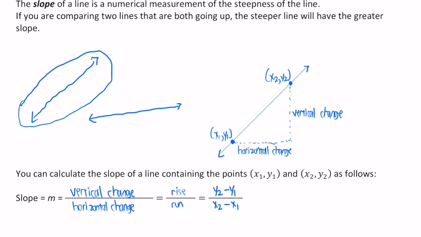So, when you're thinking of slope, think of a fraction with the vertical change on top, the horizontal change on the bottom. The vertical change is your second y value minus your first y value. The horizontal change is your second x value minus your first x value.